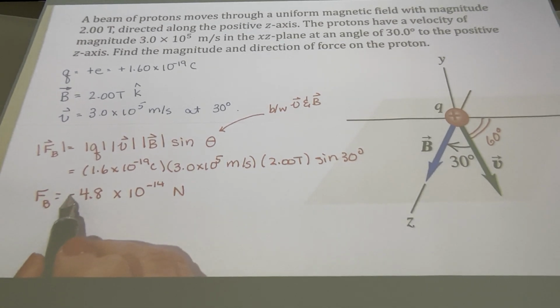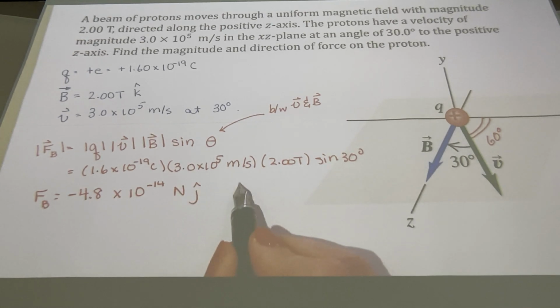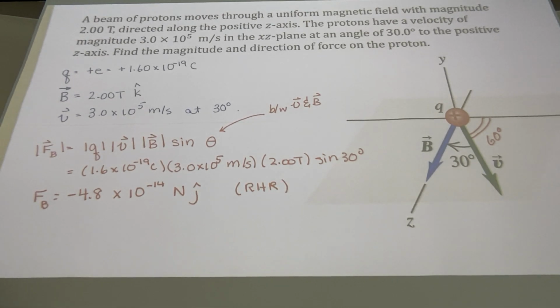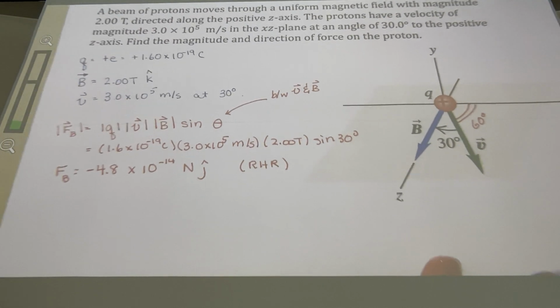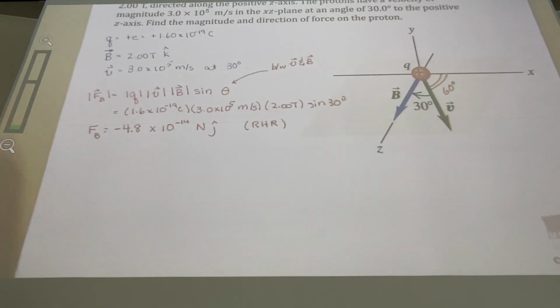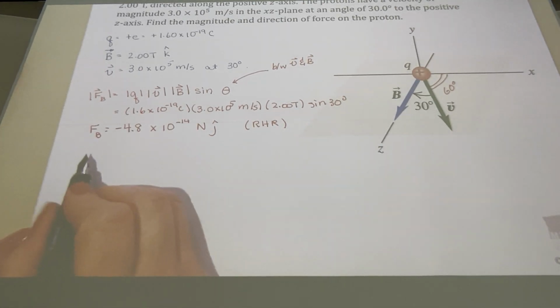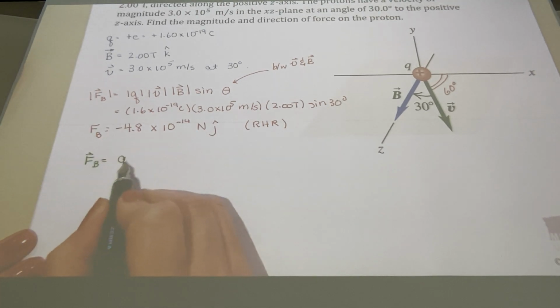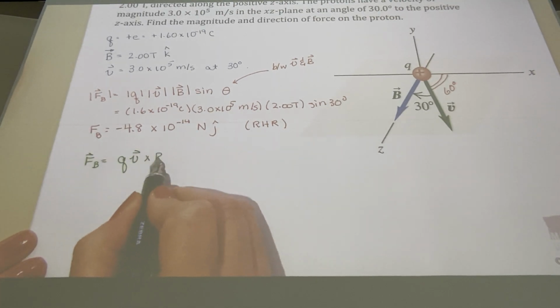So we've got a minus J hat, and in brackets we would say that we found the direction using the right-hand rule. Okay, if you don't care for that method, you can always do the math method where we think about the vectors. Both should get you the same answer. So let's say we use the vector product. F_B equals q V cross B.